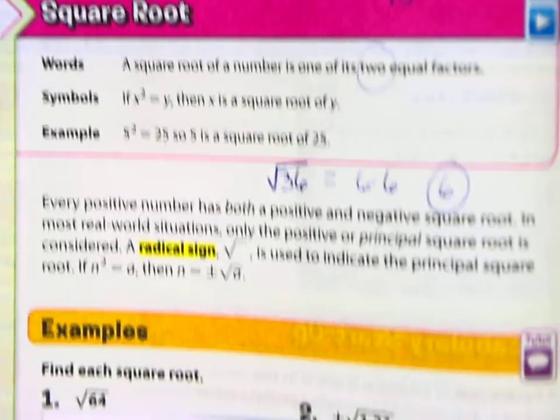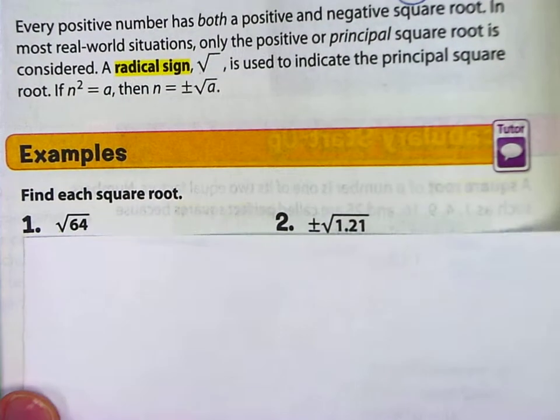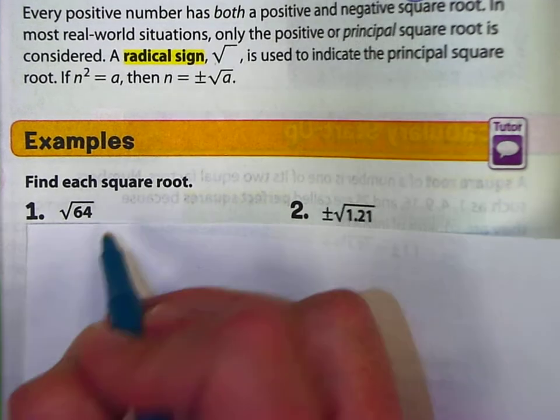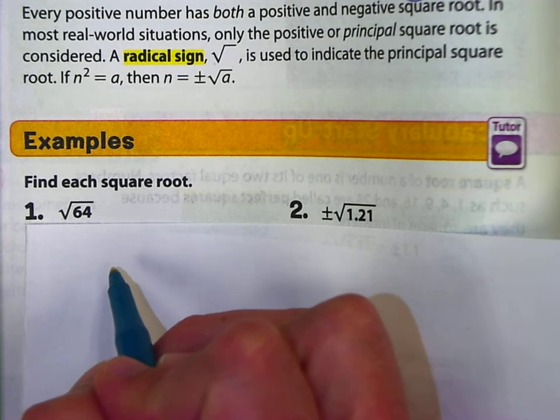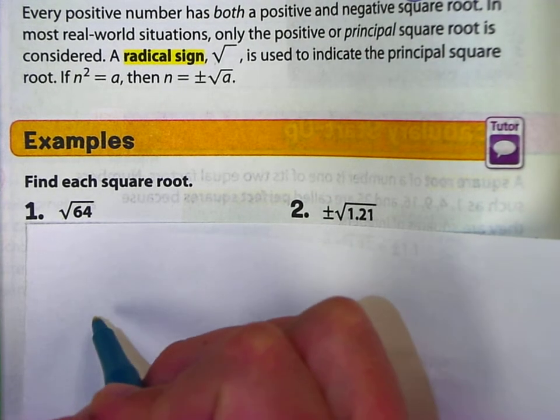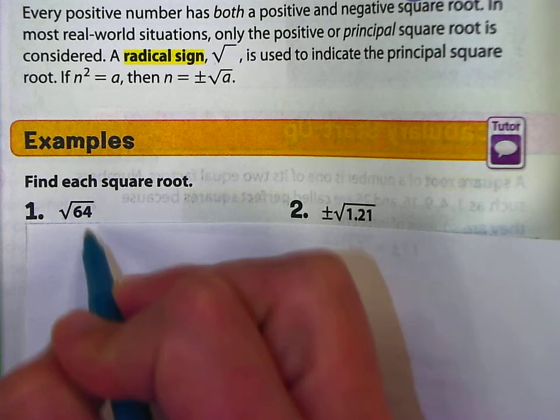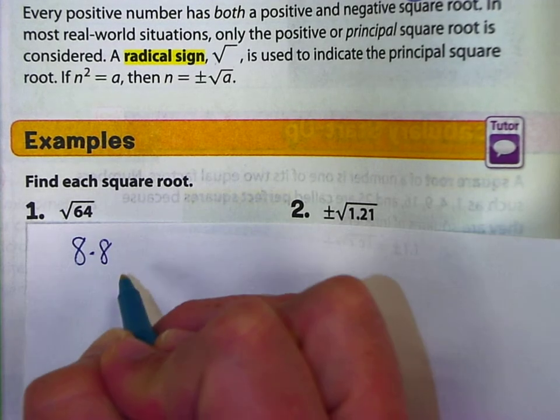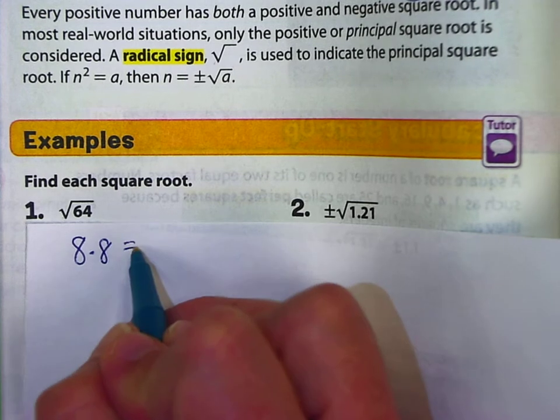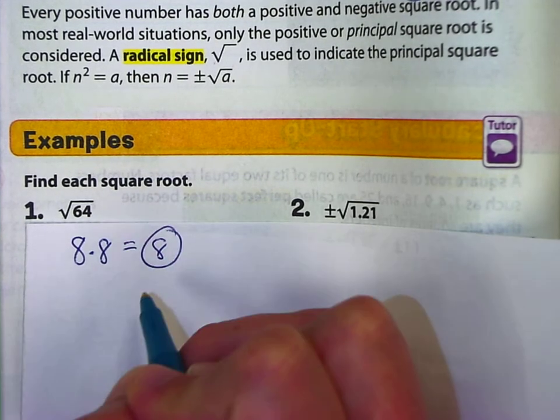Okay, so let's take a look at a couple of these. The directions say find each square root. So I want to find the square root of 64. So I want to think what number times itself equals 64. Well, 8 times 8 equals 64. So my root is 8.